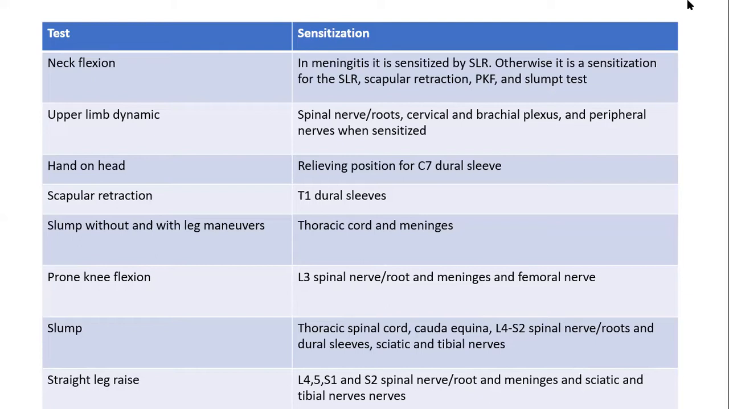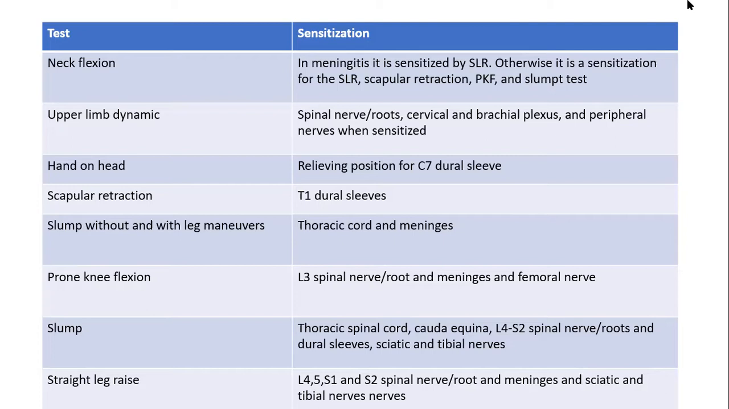We can discuss just how useful some of these tests are. But that's without the leg maneuvers. I've left it out, but it should be there. Prone knee flexion: L3 spinal nerve root, and it's the meningeal sheaths and the femoral nerve.